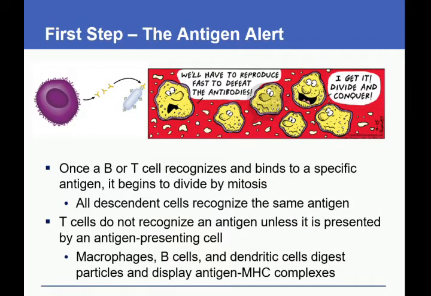First step, the antigen alert. Once a B or T cell recognizes and binds to a specific antigen, it will begin to divide by mitosis. All descendant cells recognize the same antigen. T cells do not recognize antigen unless it is presented by an antigen-presenting cell. Macrophages, B cells, and dendritic cells digest particles and display antigen-MHC complexes.